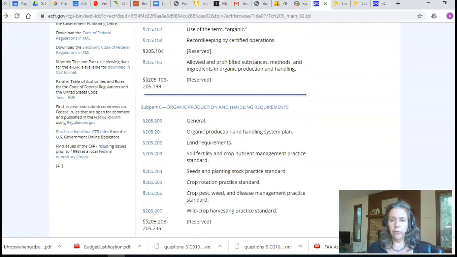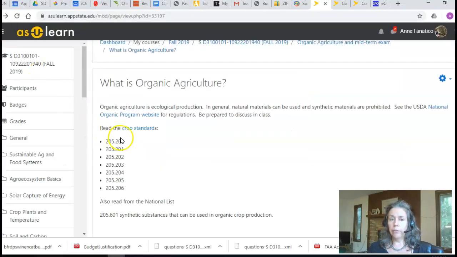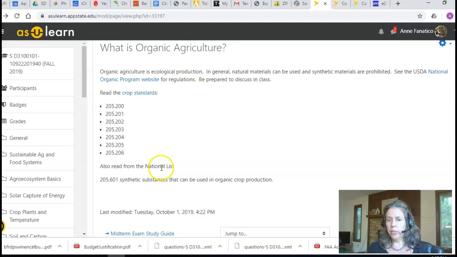So I'm going to back out of this now, but that's why I have y'all look at the National Organic Program website itself and read the crop standards, and then also read the national list, which is further down on this website that we were looking at. The national list is actually a list of materials, substances that can be used in organic production. Basically, almost all natural materials can be used, but synthetic ones cannot. So we'll talk more about these regulations.